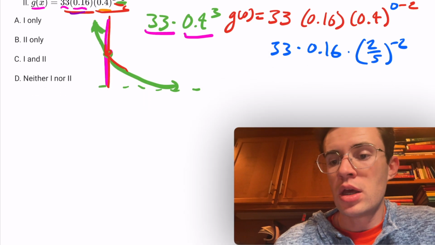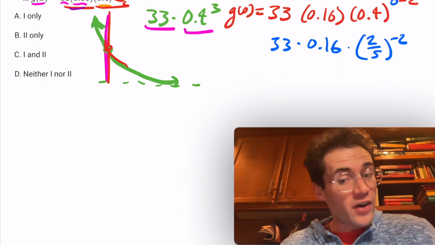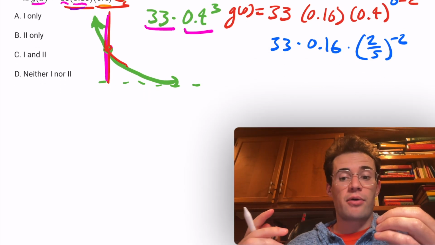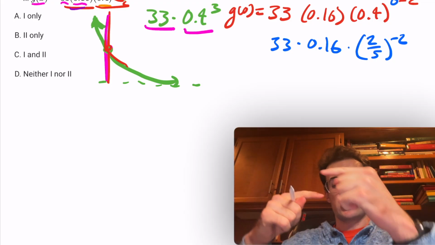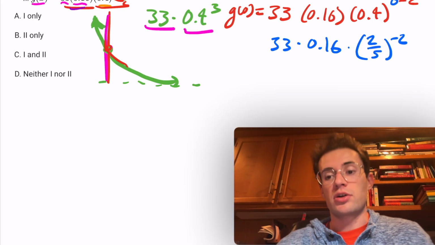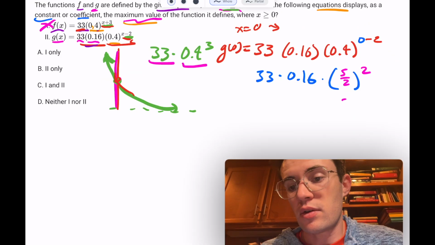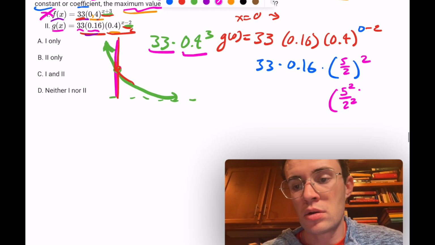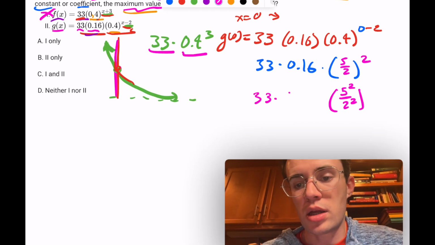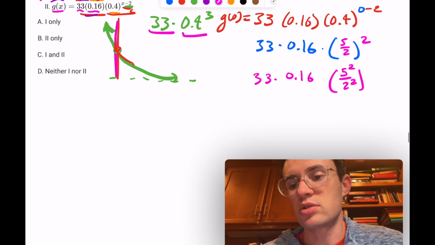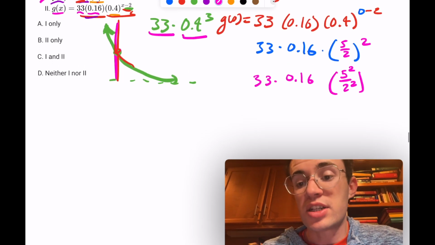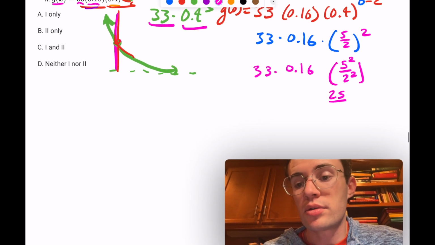That's 0 to the negative 2. And for a fraction, if you raise it to a negative power, then you would have to flip that fraction, so do the reciprocal to that power. So this is the same as 5/2 squared. 5 squared over 2 squared. So we have 33 times 0.16 times 5 squared over 2 squared, which gives us 25 over 4.